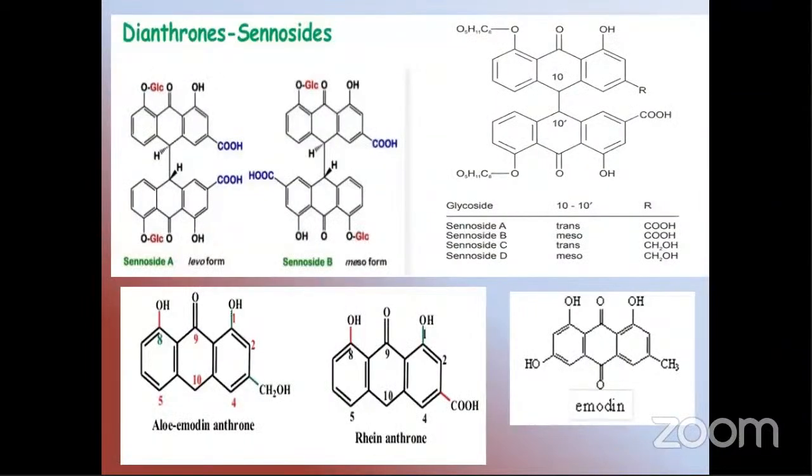These are the main chemical structures of sennoside A and sennoside B. Sennoside A is levo form and sennoside B is meso. And you can see in this structure the other sennoside C and sennoside D. And this is the rhein anthrone. Sennoside A and sennoside B are rhein dianthrone. Dianthrones are the dimeric form of rhein anthrone. It also contains aloe-emodin and emodin. These are the main structures present in the chemical constituents of senna.